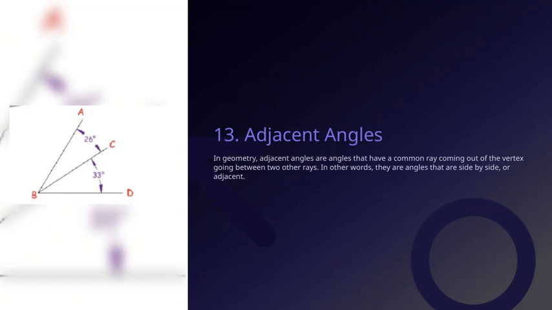In geometry, these are angles that share a common ray, which means they originate from the same vertex. Think of it like two angles sitting next to each other, with one side being shared. The key idea here is that their sides are side by side, or adjacent, hence the name. This shared ray is what connects them and defines their relationship. Understanding adjacent angles helps us see how angles can be positioned relative to each other, which is fundamental when exploring more complex geometric concepts. So remember, adjacent angles are always side by side, sharing a common side and vertex.